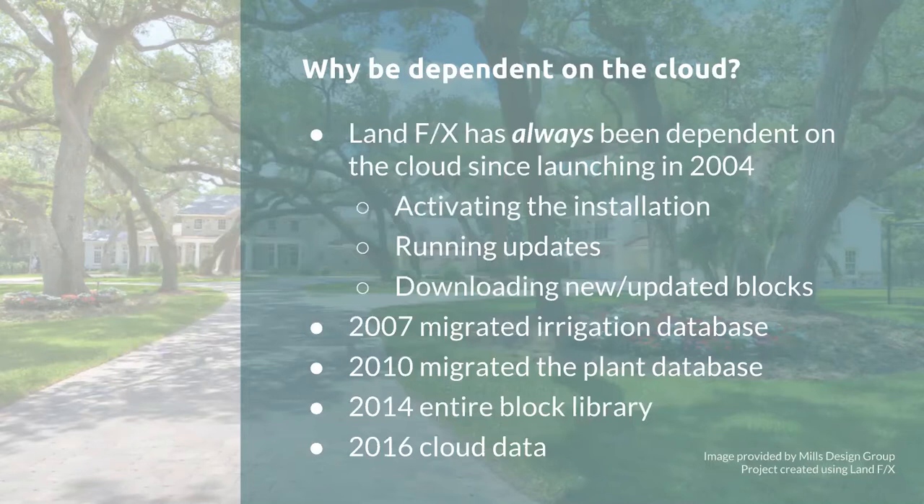And then, of course, all those tens of thousands of blocks that we've been adding to our ever-growing content library, we've never shipped out a disk with that. That's always been downloaded. And in 2007, we moved the irrigation database to the cloud, and we followed that up in 2010 with the plant database. And what that meant was administering these massive content databases became much easier on our end, much more efficient. Something as simple as correcting a typo in a plant name, or adding a new manufacturer, or correcting their data.